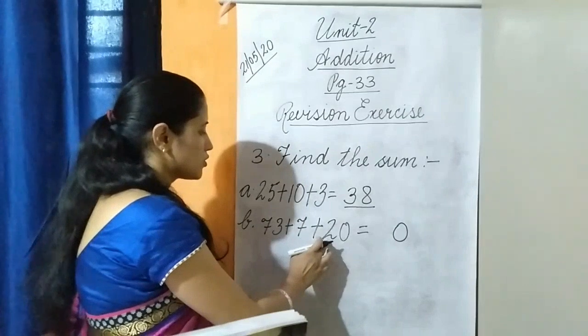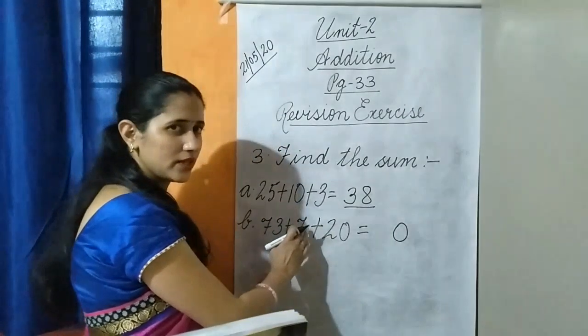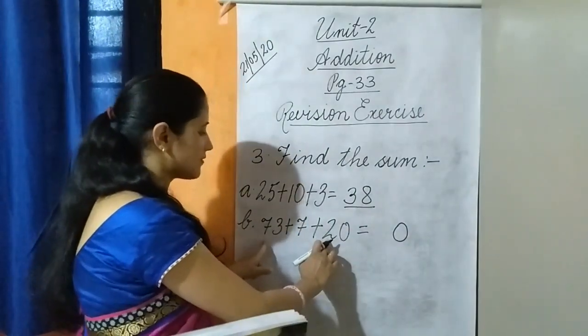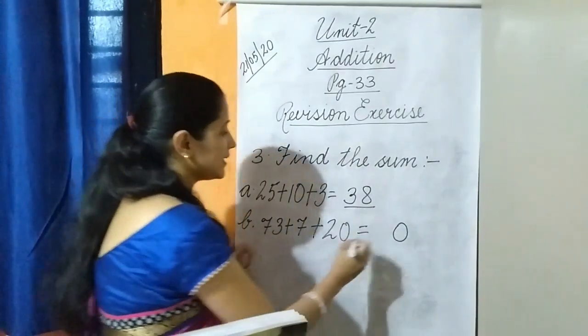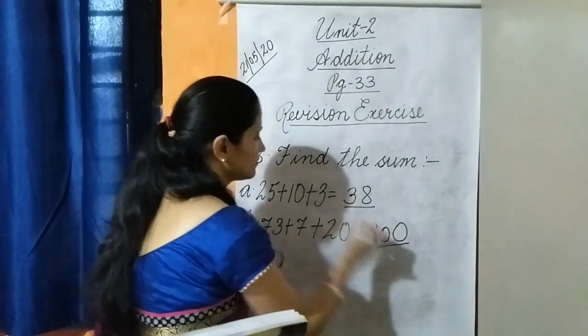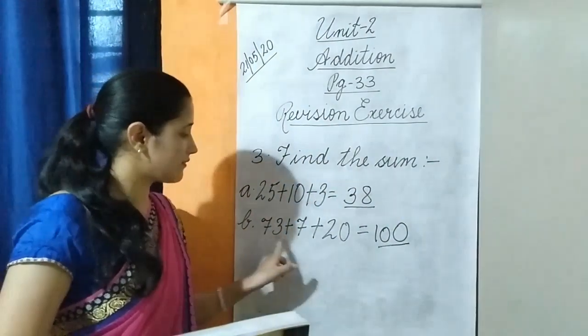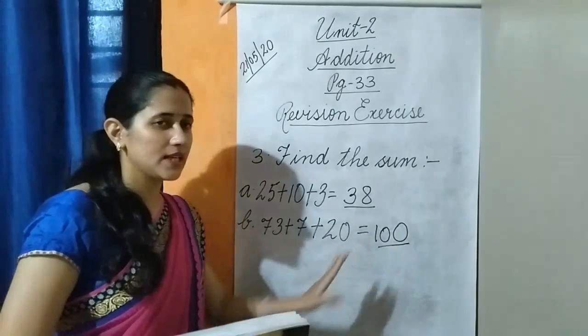tens place. So here we don't have any number at tens place. We have only one value at ones place. We have already added. Now we will add 2 and 7. So 2 plus 7, 9, plus 1 carry 10. And like this also you can see 73 plus 7, 80, 80 plus 20, 100.